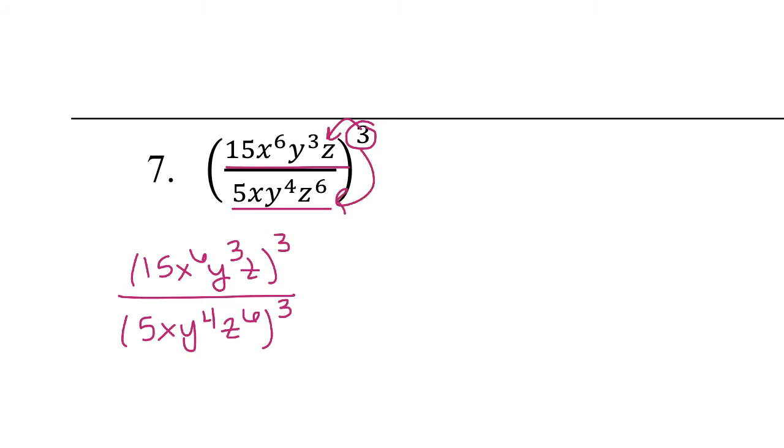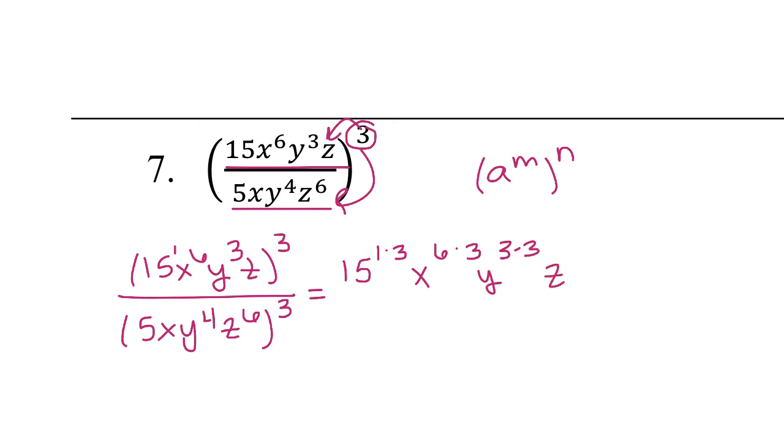So this 3 applies to the numerator and to the denominator both. So now let's deal with one at a time. Let's work with just the numerator for just a second. So the numerator is now the power of a power. It has the inside exponents and a little exponent outside the parenthesis. So that means this 15 has a 1 on it. So we have 15 to the 1 times 3, x to the 6 times 3, y to the 3 times 3, and z to the 1 times 3. Remember, if there's no exponent, there's a 1 there that nobody writes.